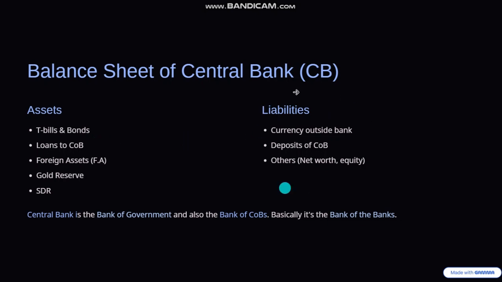And on the liability side, we can see currency outside bank, which is the notes and coins in circulation, basically. That means the money we see are the liabilities of the central bank. Then also deposits of commercial banks. These are the reserves that commercial banks keep with the central bank, and others like net worth, equity. In short, the central bank's liabilities are literally the money supply we use in daily life.